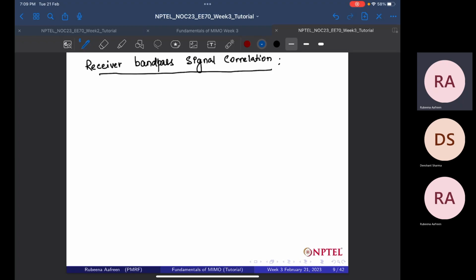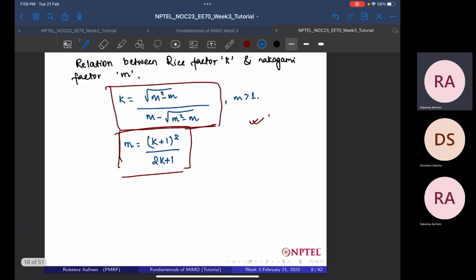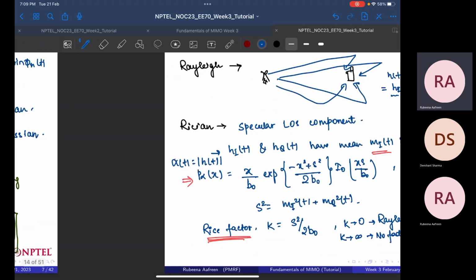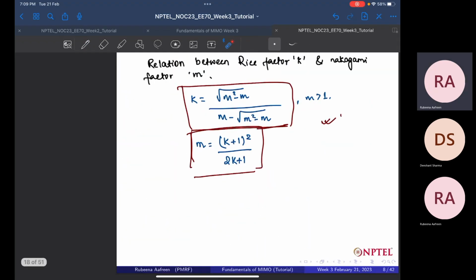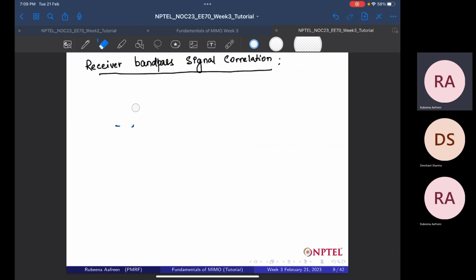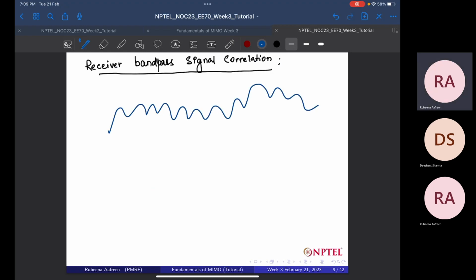So, as we saw previously also, I'll describe from here. Whatever the signal is, the signal after fading is very different, right? So suppose at the receiver we are receiving something like this. Now we would like to know the signal correlation, how much of the signal is correlated.